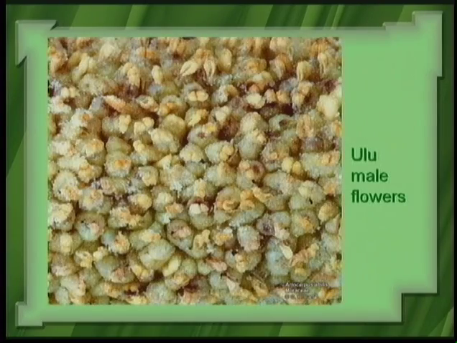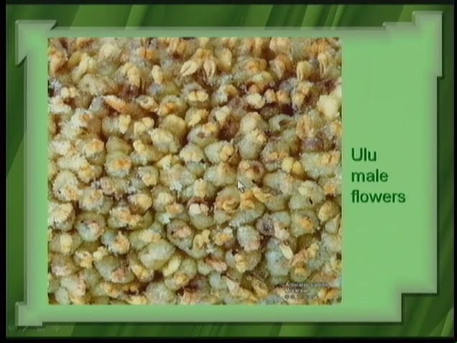And here we have a close-up of the ulu male flowers. So you can see that the flowers are different. Here you can see the anthers. The ulu male flowers are sort of finger-shaped projections, long and skinny, and these are the flowers in a male inflorescence of the ulu. And of course you have male inflorescences and female inflorescences.